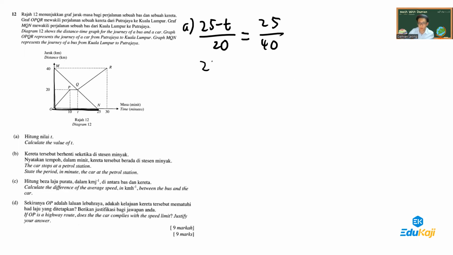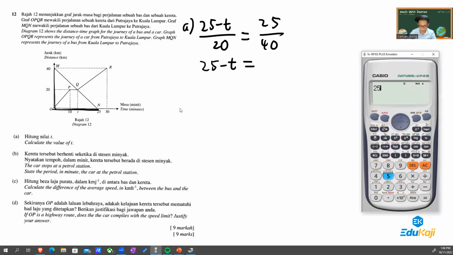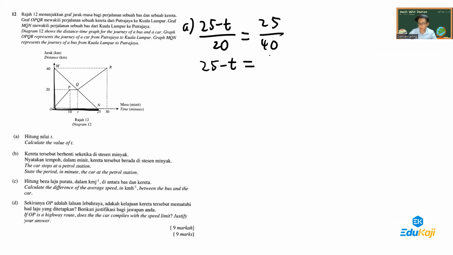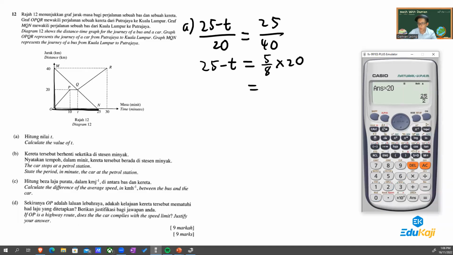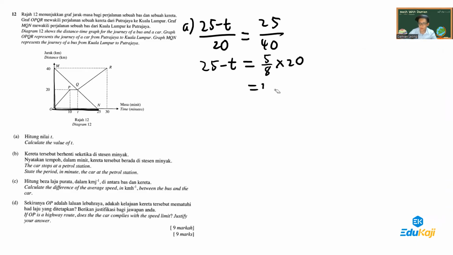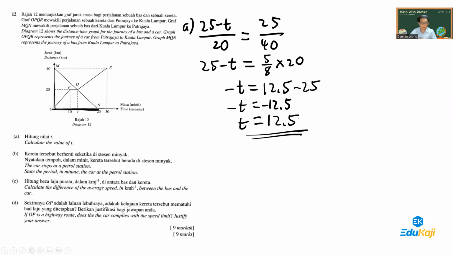25 divide 40, 5 over 8. Bring up the 20. Divide 20 opposite times 20, which is 12.5. Bring over the 25 minus 25. So negative t is negative 12.5, means t is 12.5. That's part A.